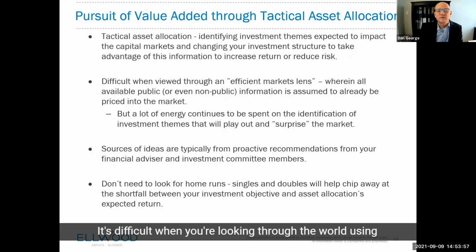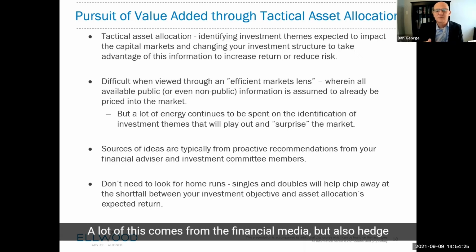It's difficult when you're looking through the world using an efficient markets lens, like the efficient market hypothesis, which assumes all information, either public or non-public, is priced into securities prices at all points in time. It's difficult to rationalize the use of tactical asset allocation. But a great deal of energy is going into the identification of these investment themes that are expected to play out and surprise the market.